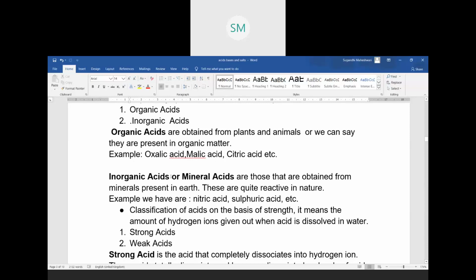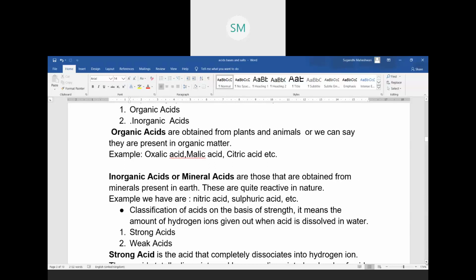So the second is inorganic acids or mineral acids. They are quite reactive in nature and they are obtained from the minerals present in earth. These mineral acids are strong in nature.